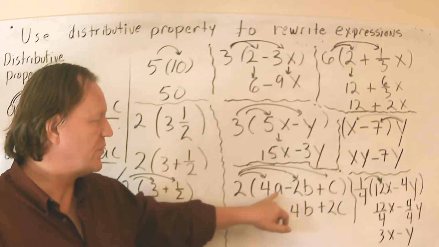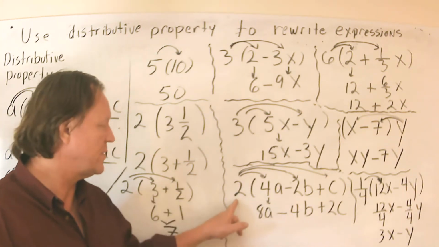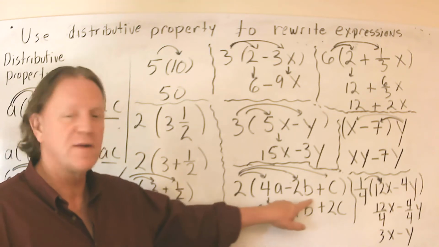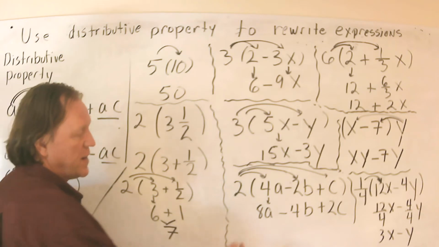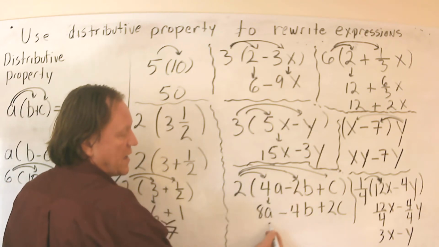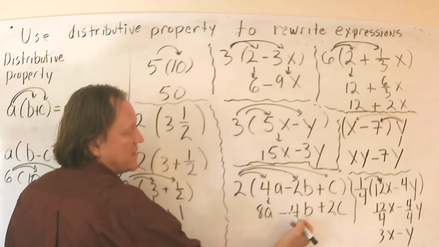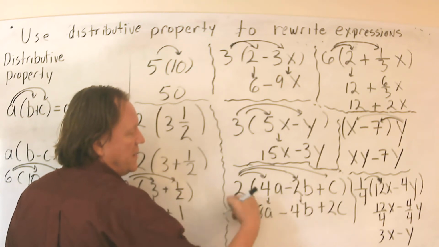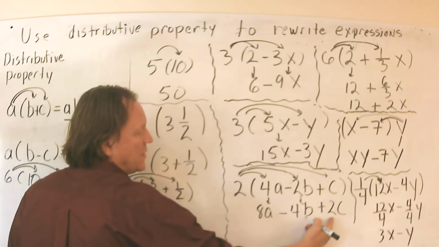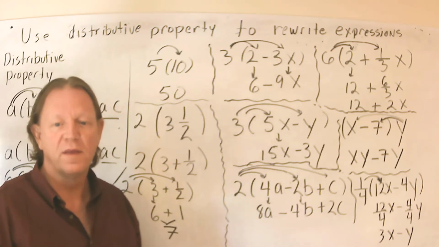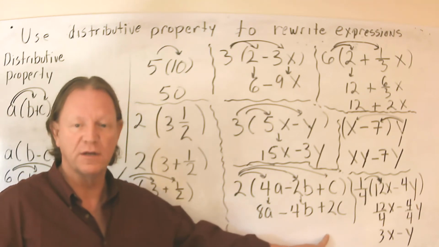Let's look at this example right here. This time we have 3 terms in the parentheses that we'll distribute this 2 to. We'll multiply the 2 times each of these 3 terms to get our new expression. So 2 times 4a will give us 8a. And 2 times negative 2b will give us negative 4b, and then 2 times c will give us 2c. So there we have a 3-term expression.